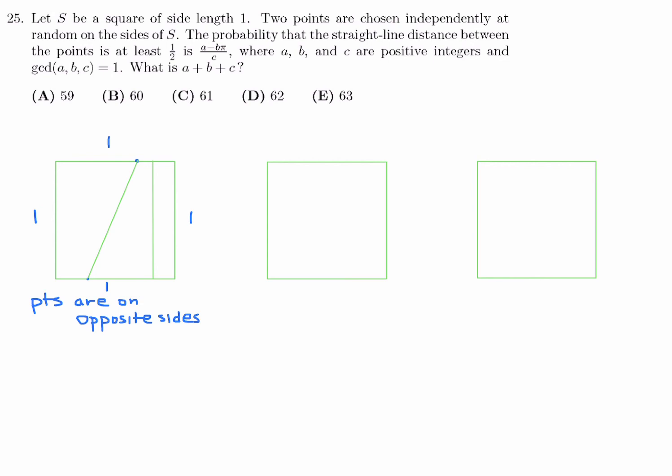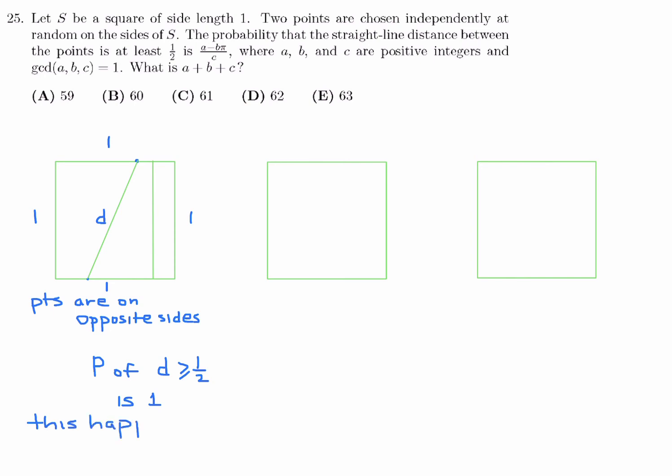So the probability that the distance between those 2 points is greater than 1/2, and I'll label that D here, the probability of D being greater than or equal to 1/2, which is what the question is saying, at least 1/2, is 1. So that's pretty straightforward.